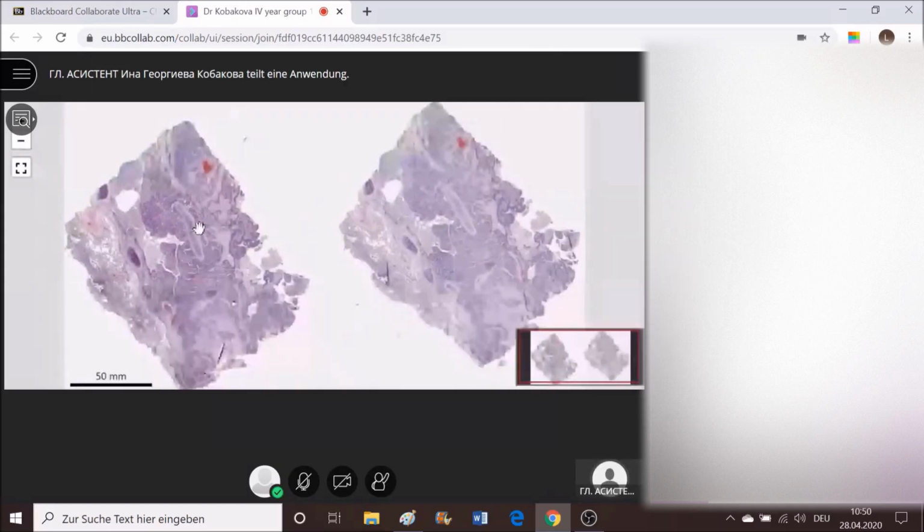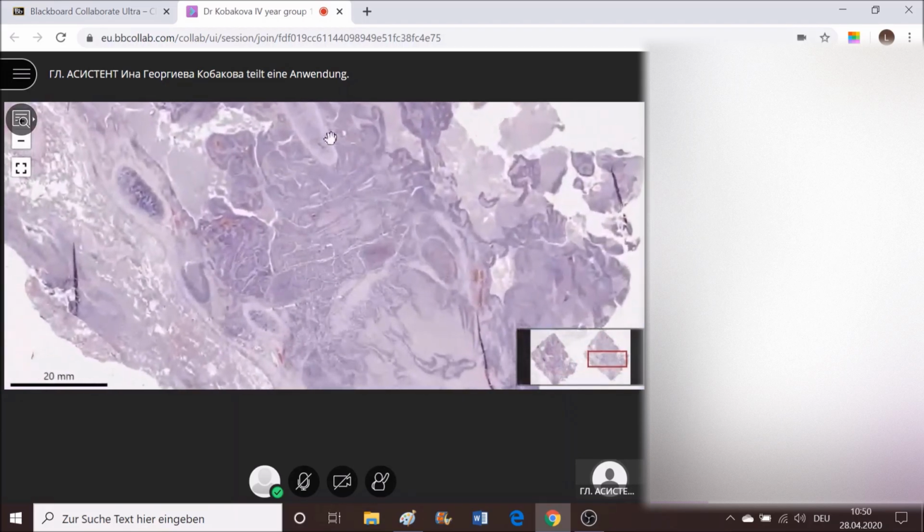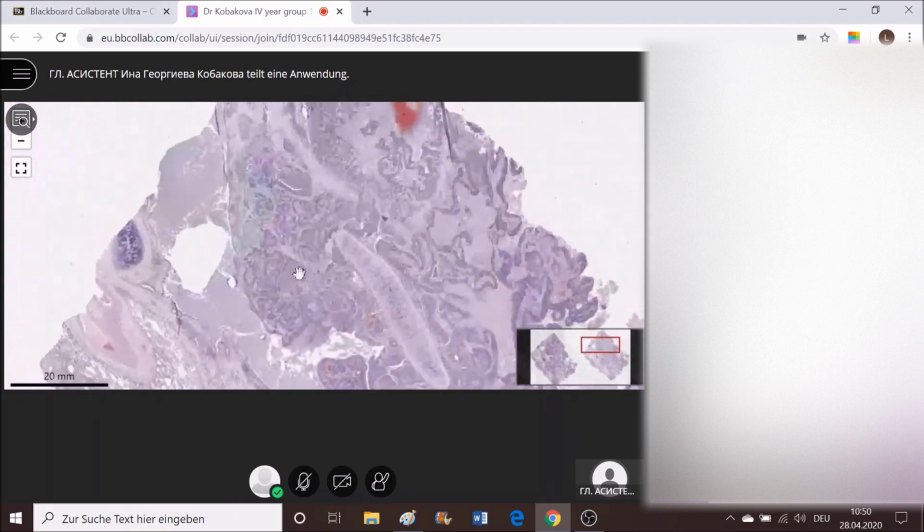So, what is this tissue again? What is the organ? First thing to recognize the organ.